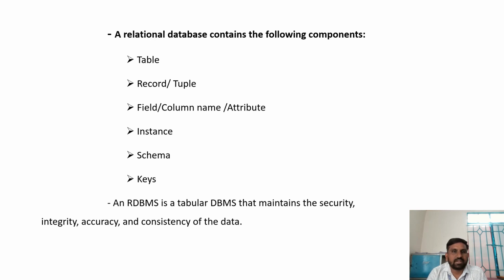Next, a relational database contains the following components. First one, table. Second one, record or tuple. Third one, field or column name or attribute. Fourth one, instance. Fifth one, schema. And sixth one, keys. An RDBMS is a tabular DBMS that maintains the security, integrity, accuracy, and consistency of the data.